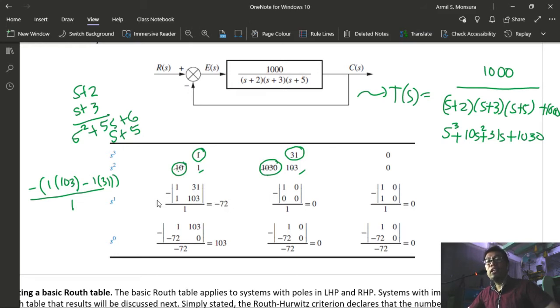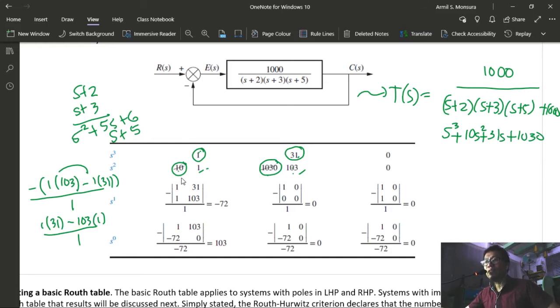O kaya, actually, yung ginagawa ko dito is para hindi ko na masyadong inintindi itong negative na to, baliktad ang ginagawa ko. Ginagawa ko tong 1 times 31 minus 103 times 1, divided by 1. Kumbaga, binabaliktad ko na itong dalawang to para hindi ko na i-account itong negative na to. Yun yung isang technique na ginagawa ko pagka nagko-compute tayo ng Routh table. So doon na nga lalabas yung negative 72.